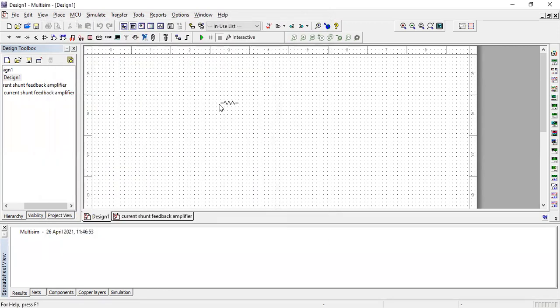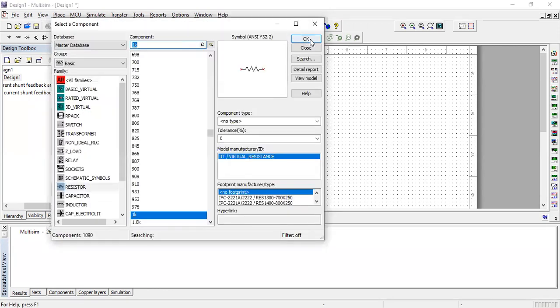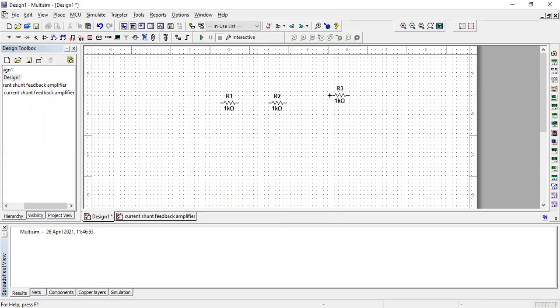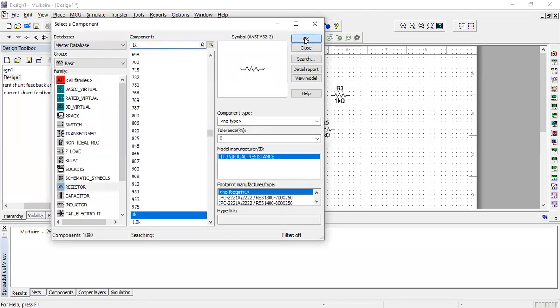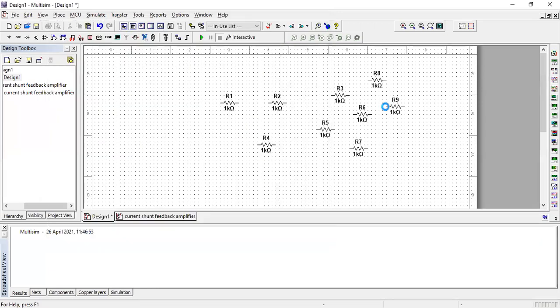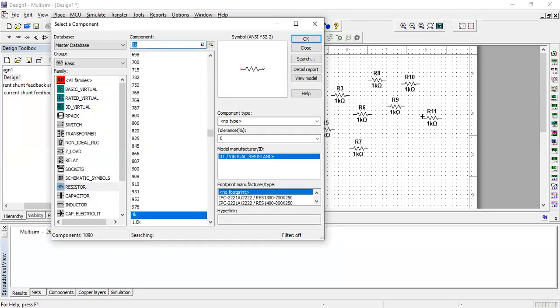So I am choosing a 1K resistor. I am keeping it once again because I need 11 resistances. First I'll keep all the 11 resistances. So 3, 4, 5. According to their position, later I'll place the resistors. 6, 7, 8, 9, 10, and 11. Okay, fine. Next, how many capacitances are required for me?